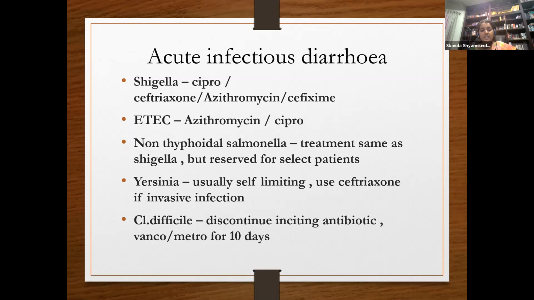If it is Shigella, then we go in for ciprofloxacin, ceftriaxone, or azithromycin, and a second line drug is cefixime. Enterotoxigenic E. coli is treated with azithromycin or ciprofloxacin.